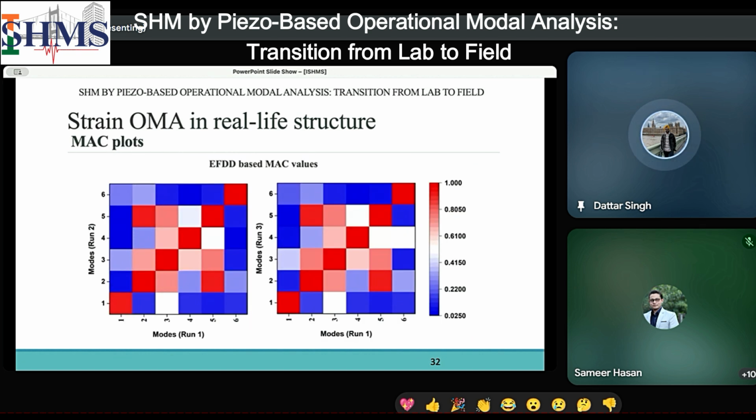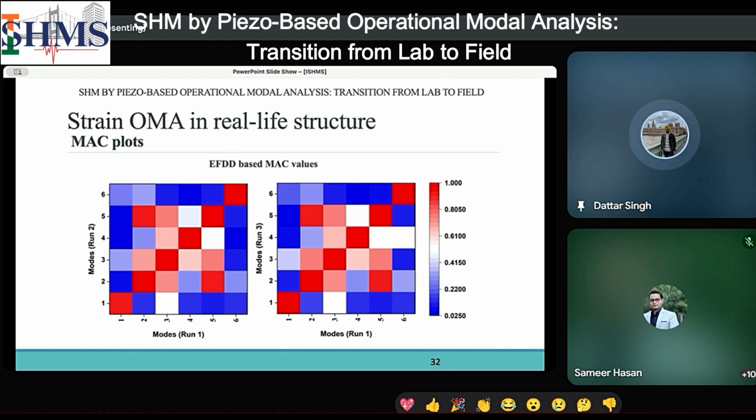Now, these are the MAC values comparing the mode shapes from different runs, and we can see that almost identical correlation is obtained, with MAC values close to 1, from EFDD across different trial runs. And we are not talking here about stochastic identification because we missed the first mode in that. So we are capturing the MAC values for frequency domain decomposition only.